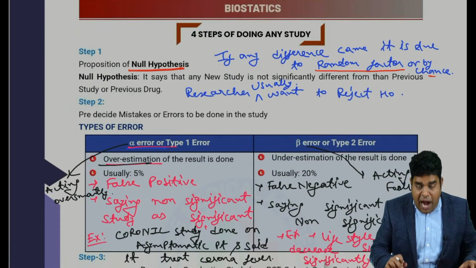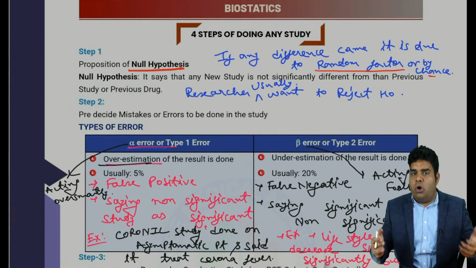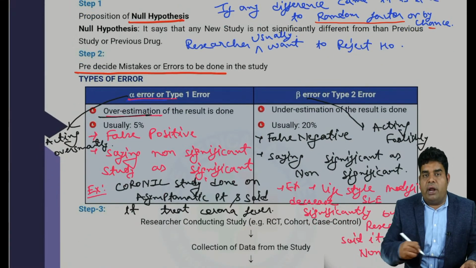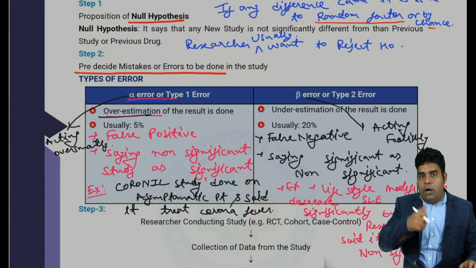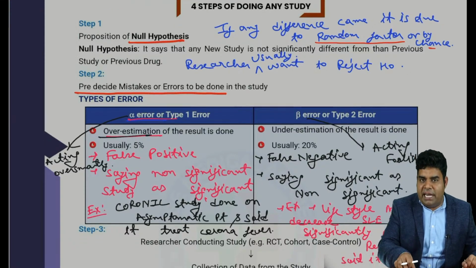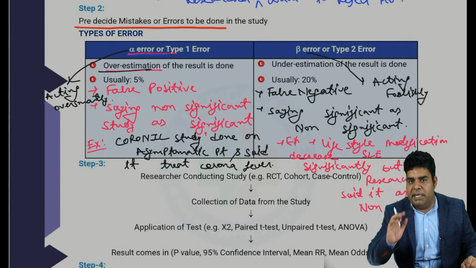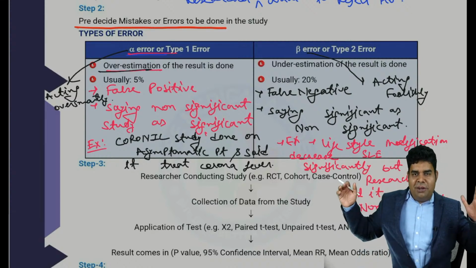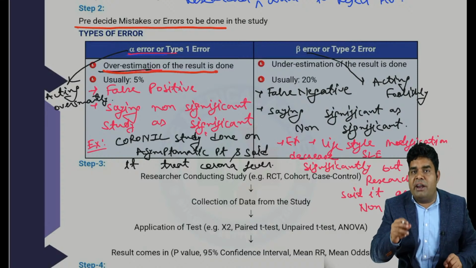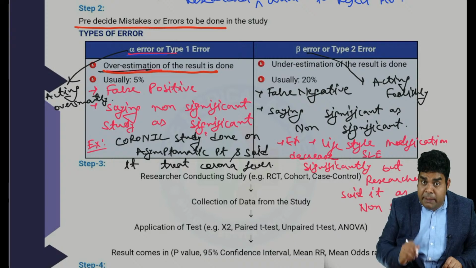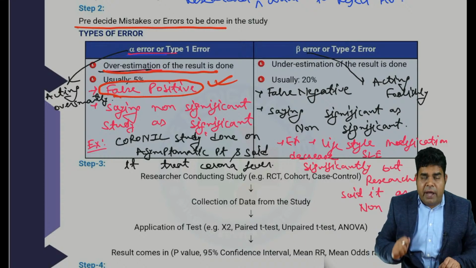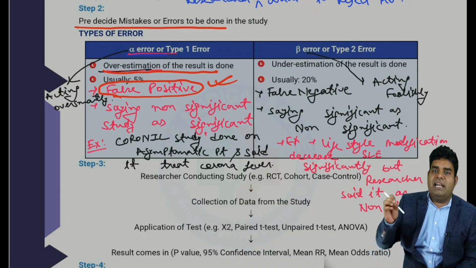Now, after giving null hypothesis, after saying that the drug is not useful, then in the second step, we pre-decide mistakes or errors which we are going to make in the study. And no matter whether it's a study or your life, we will make some mistakes. So there are two types of mistakes which we make in study or in life. One is alpha error, other is beta error. Alpha error is when we think we are better than everyone in the world. When we overestimate ourselves or our drug, that is alpha error, type 1 error. Alpha error simply means false positive. Do remember this word. False positive is alpha error. Alpha error means calling a non-significant or useless medicine significant.